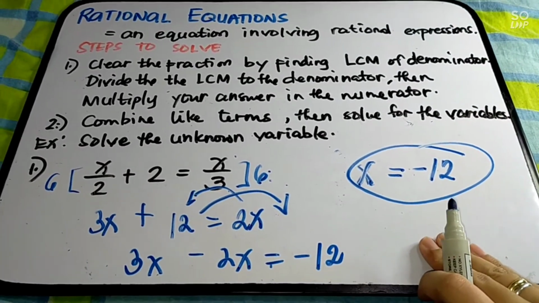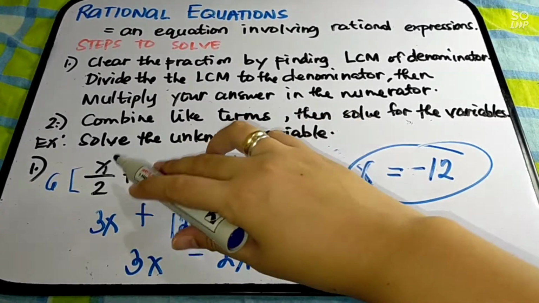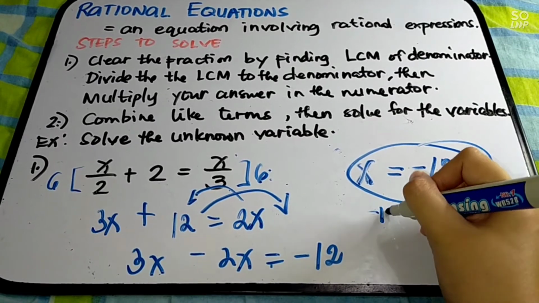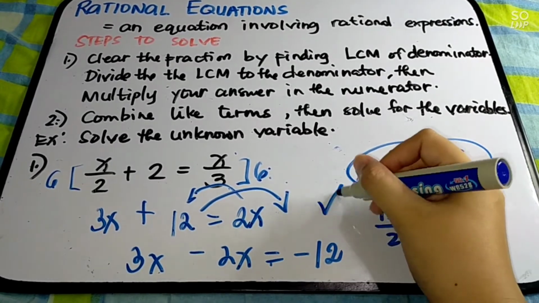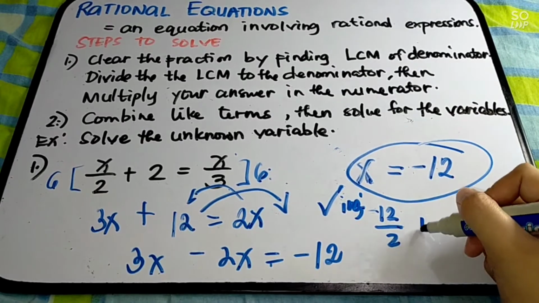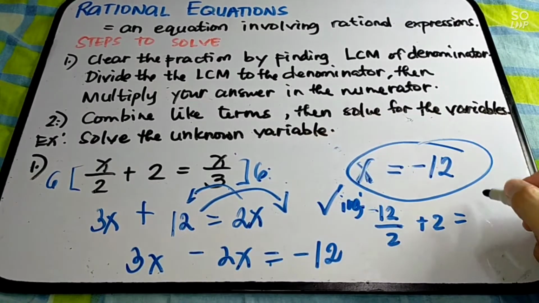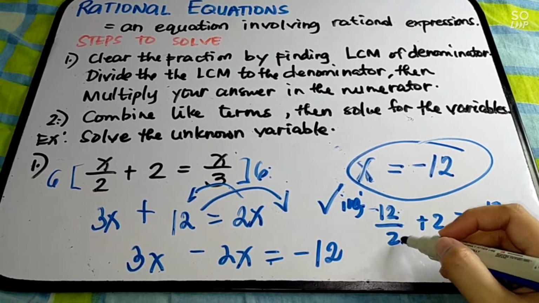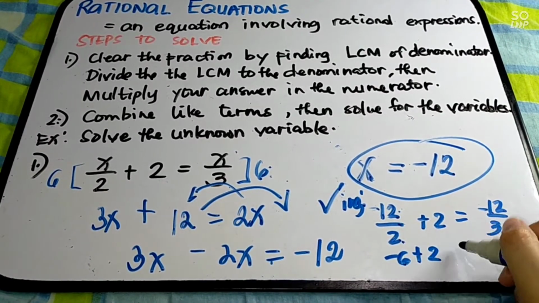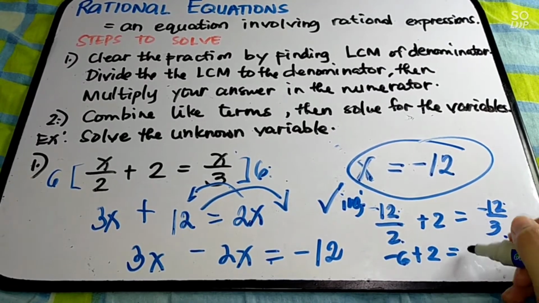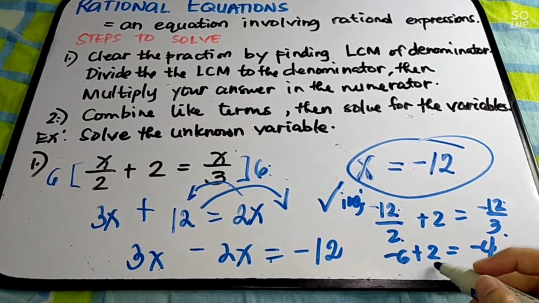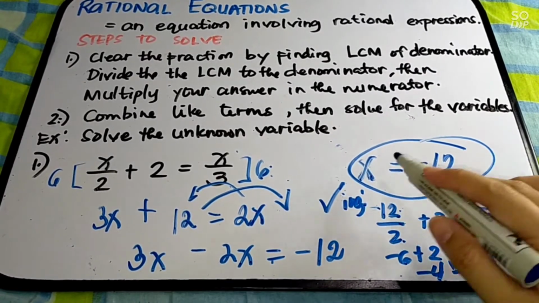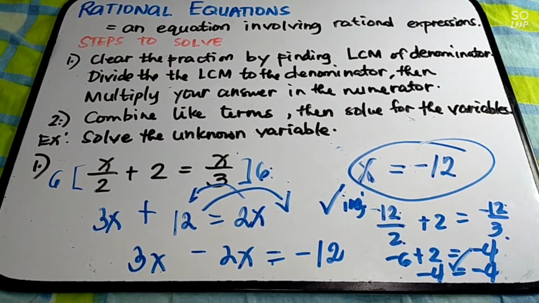So, how will you check if your work is correct? You are going to substitute it to your given. Yung x papalitan mo ng negative 12. Tingnan nyo. So, it becomes negative 12 over 2 plus 2 is equal to, si x gagawin mong negative 12 over 3. So, negative 12 divided by 2, the answer is negative 6, plus 2. It is equal to negative 12 divided by 3, the answer is negative 4. Negative 6 plus 2, the answer is negative 4. It is equal to negative 4. So, correct. Therefore, your missing variable is equal to negative 12.